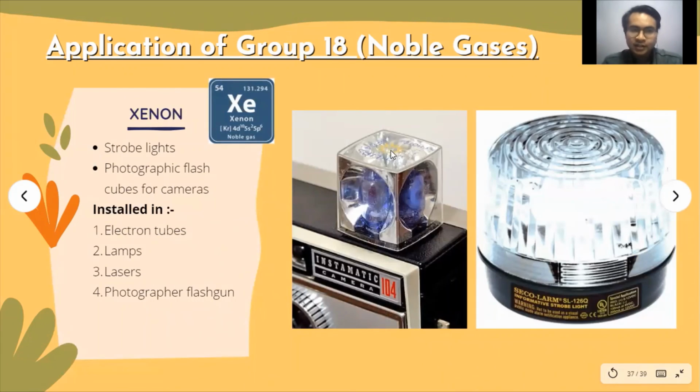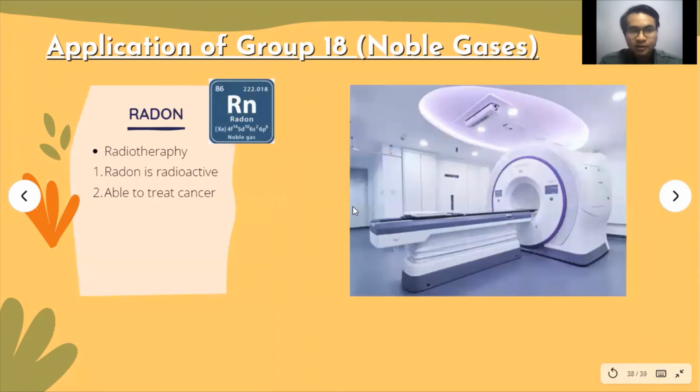Next, the next element is xenon. Xenon can be used as a stoplight, and it can also be used as the photographic flash tube for cameras. They are usually installed in electron tubes, lamps, lasers, and photographer flash guns. And last but not least, radon. Radon is a radioactive element, so it is able to treat cancer. Because of this, radon is usually used in radiotherapy.